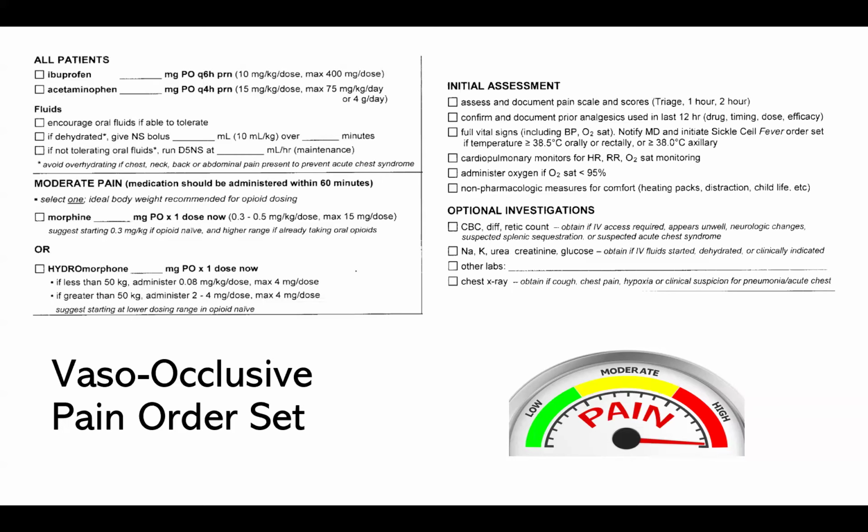And so the morphine oral dose is at 0.3 to 0.5 milligrams per kilo per dose. And hydromorphone is more based on weight. So if they're less than 50 kilos, the dose could be 0.08 milligrams per kilo per dose. And if they're over 50 kilograms, it could be 2 to 4 milligrams per dose.